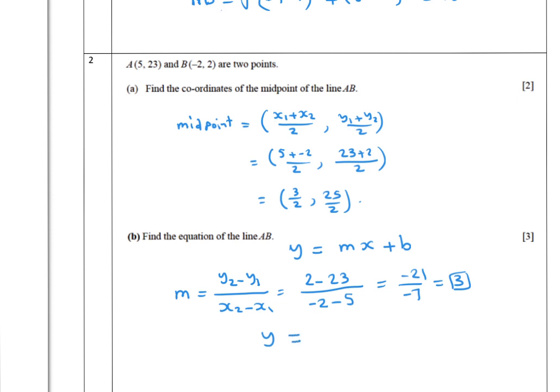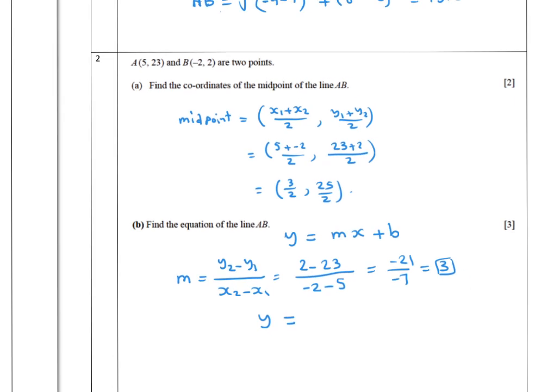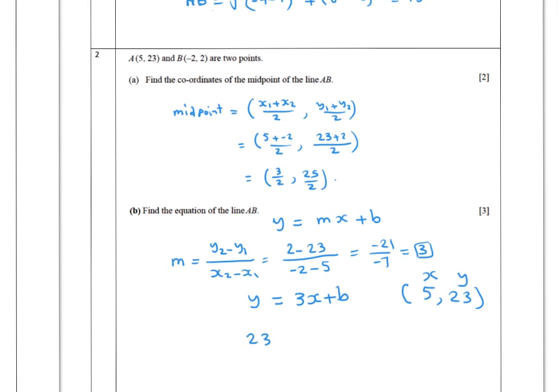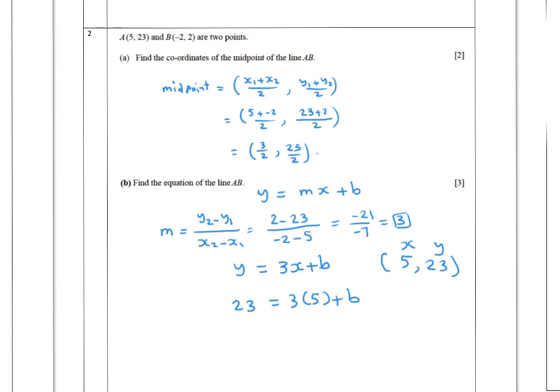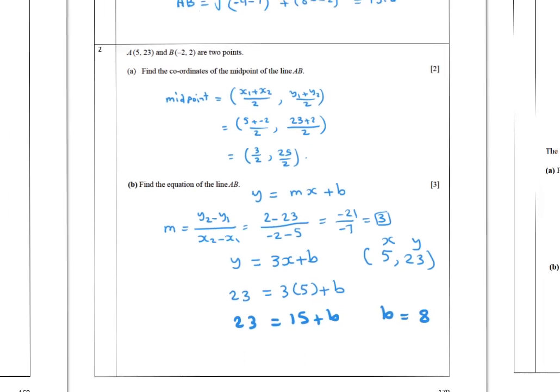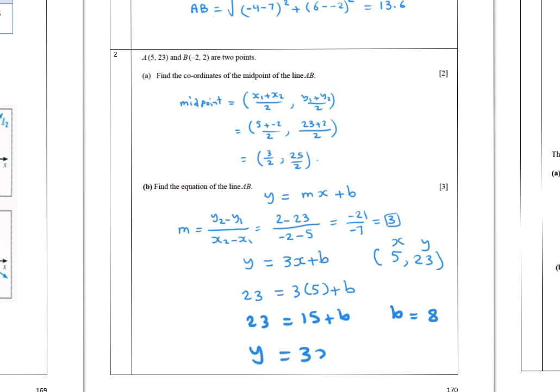Now how to find b, the y-intercept? Just substitute m, so y equals 3x plus b. To find b, you have 2 points. You can substitute by any one of them. We can substitute the point 5 and 3, where x equals 5 and y equals 3. Then you can find b. So 3 equals 3 times 5, which is 15, plus b. So b equals 3 minus 15, which is negative 12. Now the equation of the line is y equals 3x minus 12. Understood how to find the equation of the line?